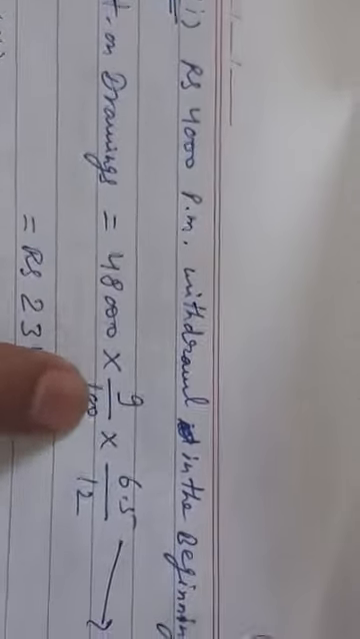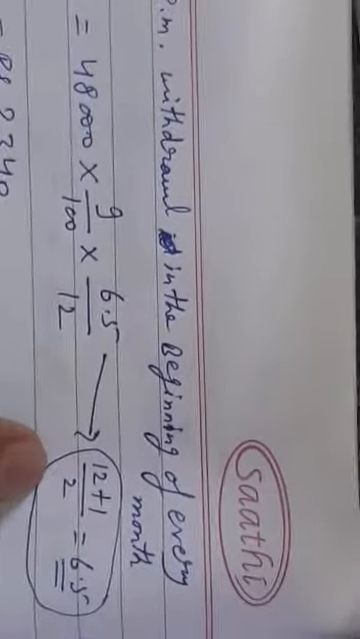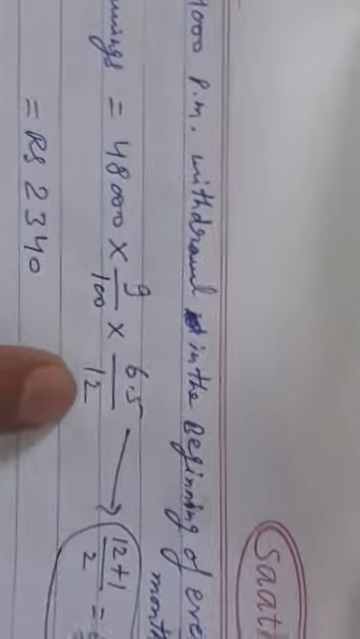In the very first case, rupees 4,000 per month is withdrawn in the beginning of every month. So interest on drawing is equal to the total amount of withdrawal, that is 4,000 into 12 months, which is 48,000, at the rate of 9% and average period upon 12. However, the average period is to be calculated. You see, the withdrawal is done in the beginning of every month. So after the first withdrawal, the amount will be utilized for 12 months, and after the last withdrawal the amount will be utilized for 1 month. So 12 plus 1 upon 2 will be 6.5. So average period upon 12, 6.5 upon 12, will give you interest on drawing of rupees 2,340.